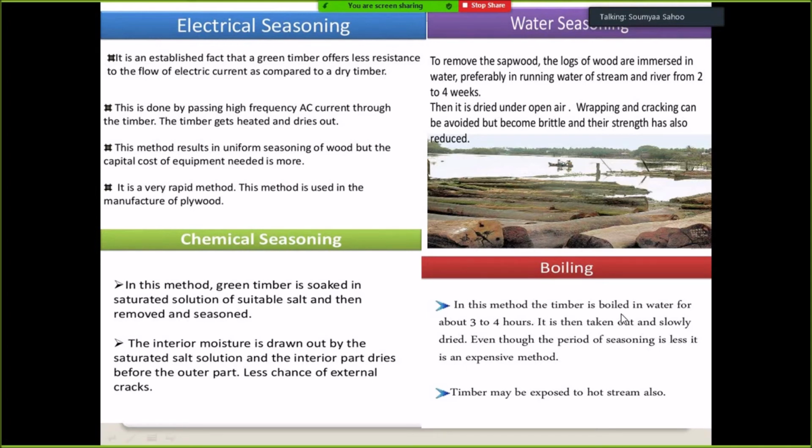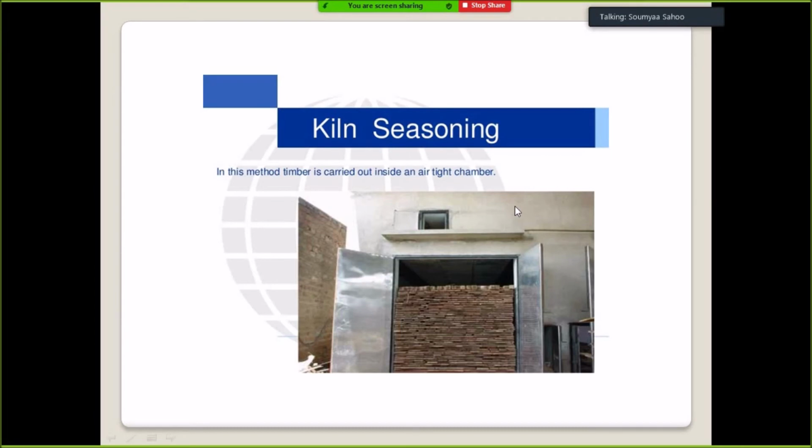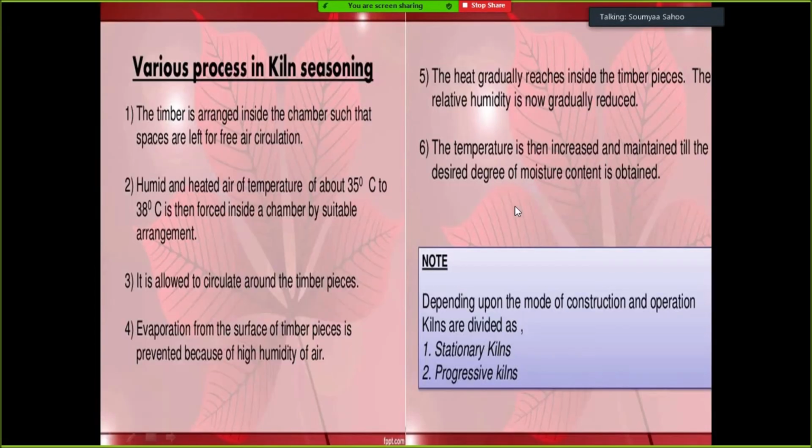Boiling. In this method, the timber is boiled in water for about 3 to 4 hours. It is then taken out and slowly dried. Even though the period of seasoning is less, it is an expensive method. Timber may be exposed to hot steam also. Kiln seasoning is also a type of artificial seasoning.